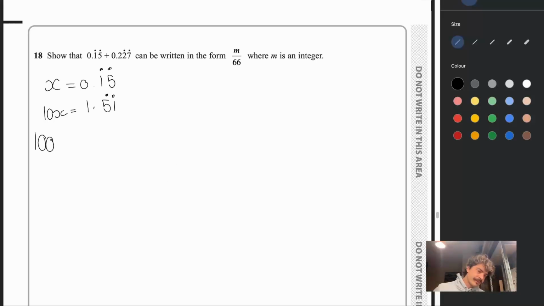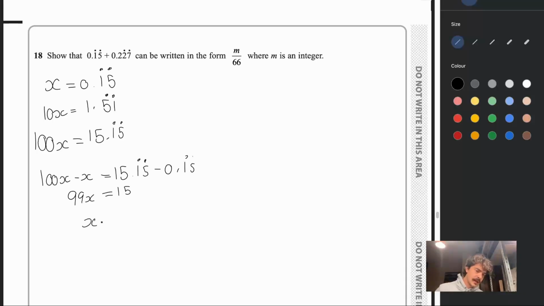But if we go up to 100x, well, we're left with 15.15 with the 15 recurring. And notice now, if we were to take away x from this 100x, those 15, 15, 15 would all cancel perfectly. So that's exactly what we're going to do. 100x, take away x. It's exactly the same as 15.15 take away 0.15, which is equal to 15. 99x, and as such, x is equal to 15 over 99.